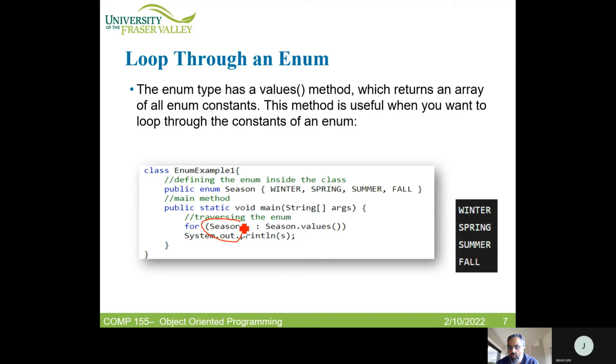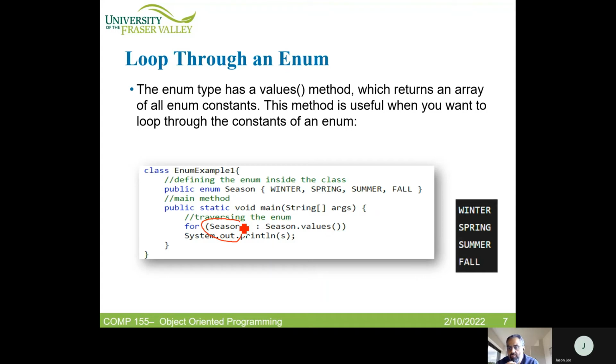Like here, when I said for season, double point, season.values. In this case, I'm saying that I'm going to make a loop for based on the season collection, which is enum, and the number of the iteration for this loop, again, hear this, the number of the iteration for this loop is based on the number of the values in this enum.